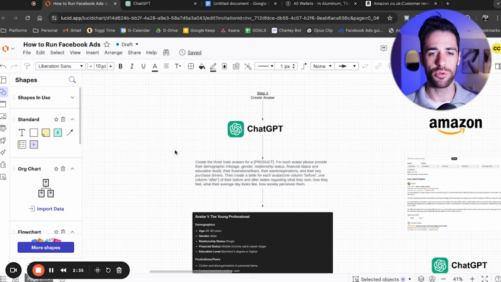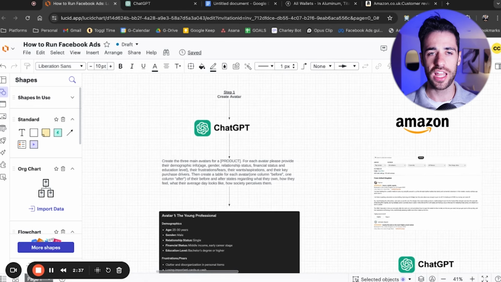Okay, so let's jump into the computer and look at what we're going to do right now. So here is what we're going to cover. Now, every single step in this is going to be important. None of it is wishy-washy. It might look that way, but absolutely every single thing I'm showing you is crucial for success in 2024 with Facebook ads. So we're going to be creating avatars.